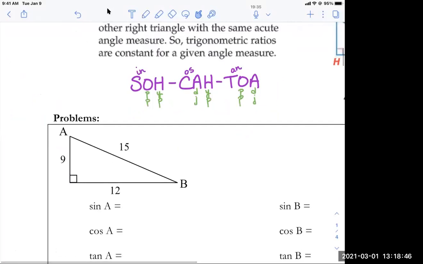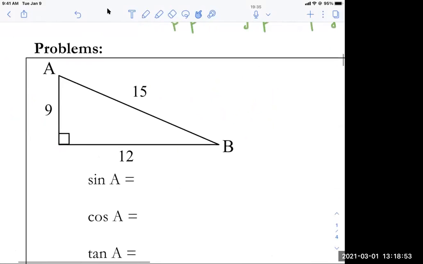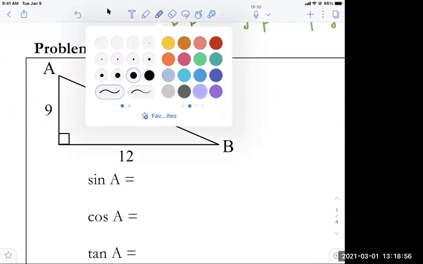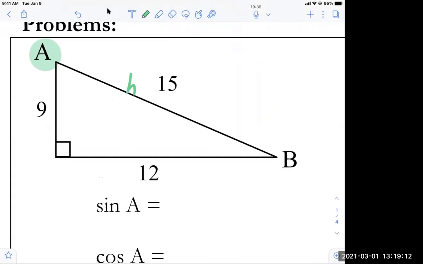Now you're going to see these with actual numbers. See how you have a 9, 12, and 15 on that triangle. Let's start with angle A. In relation to where angle A is, I want to label the opposite, adjacent, and hypotenuse. Bronson, where's the hypotenuse? It would be 15 because it's across from the right angle. The hypotenuse is always the easiest side to find because you always go across from the right angle. It's always the longest side.